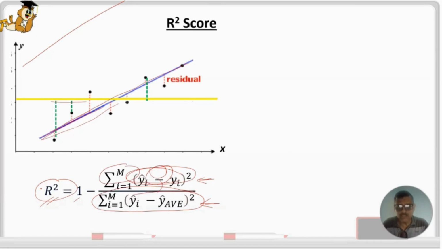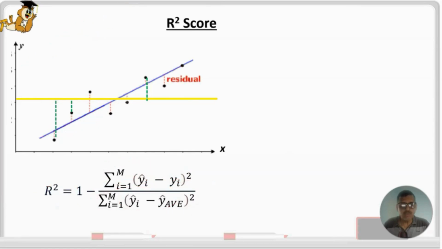But that is a pathological case. This is not what you would expect when you run a genuine linear regression. It is a pathological case where you come up with some hyperplane which is far away from your training data, in which case your numerator becomes greater than the denominator, and therefore R square becomes less than 0. Theoretically speaking, pathological case, forget about it.